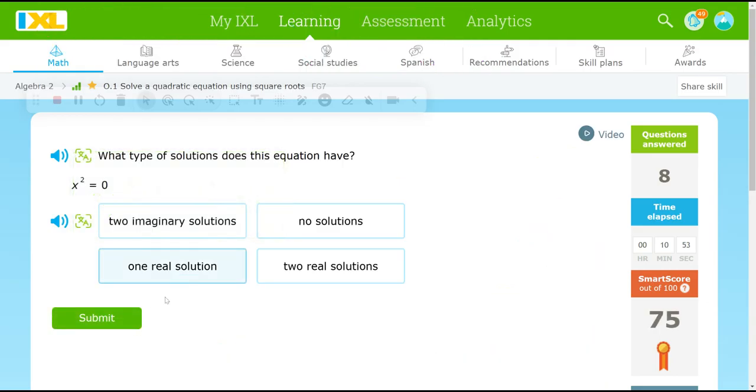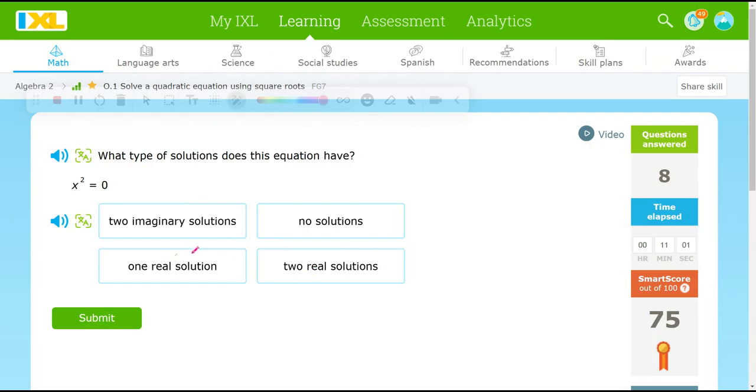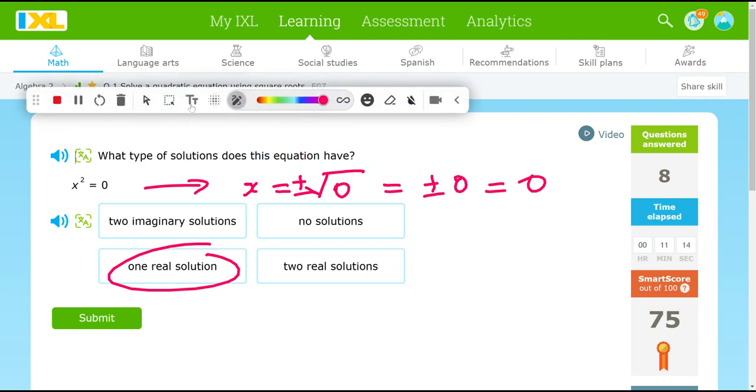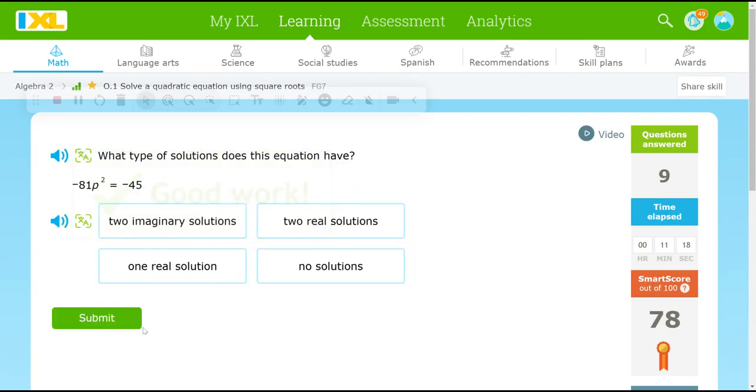Next one over here, similarly, we already know this is a special case. You have only one real solution. So x should be equal to only the square root of 0, plus minus. So plus minus 0, which is 0. So one real solution. So I click on that, one real solution, done.